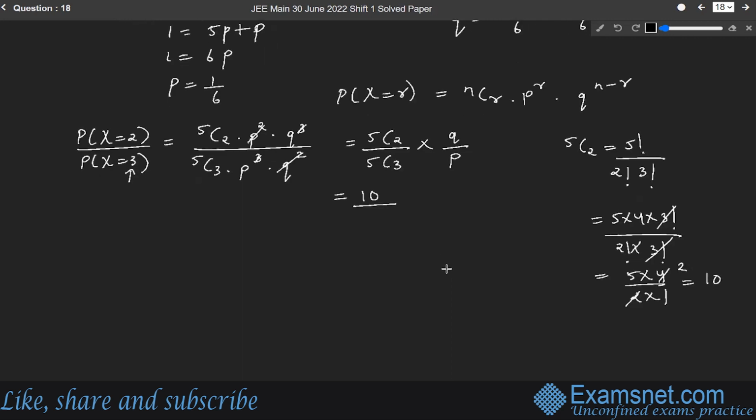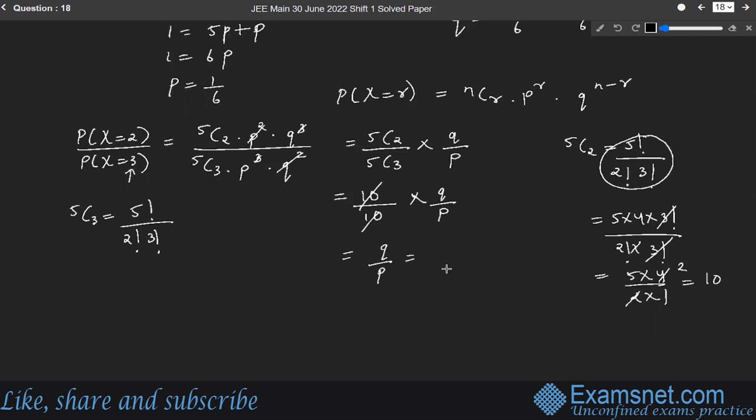Let us calculate 5C3. 5C3 means 5 factorial divided by (5 minus 3) factorial into 3 factorial. It is same as this expression. It means that its value will be also 10, right? So it will be 10 multiplied by Q by P. Now we have to put the value of Q and P. See, 10 and 10 will be cancelled. So the remaining term is Q by P.